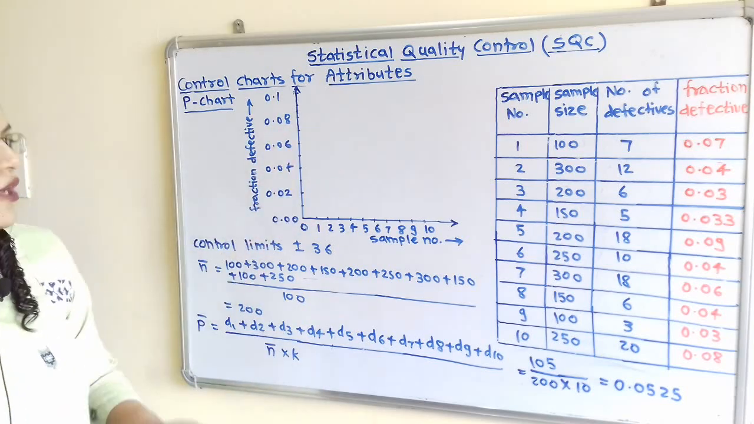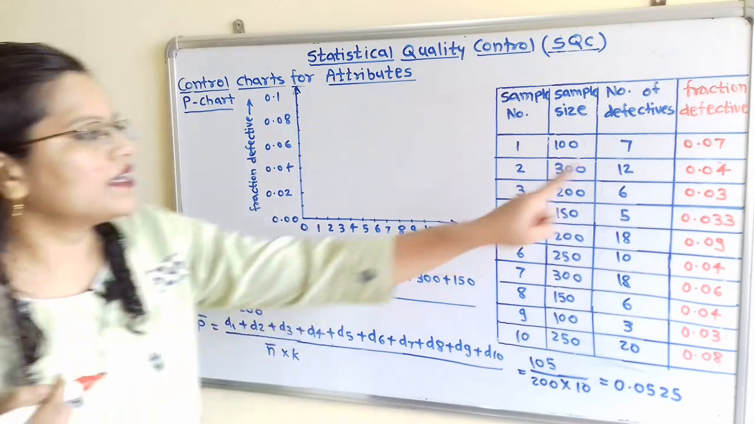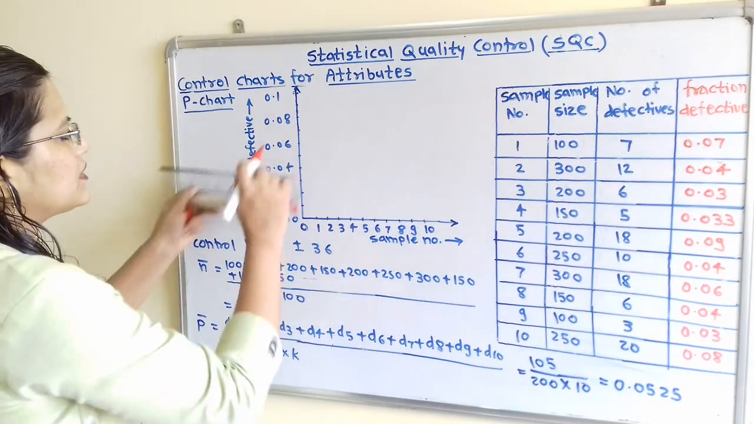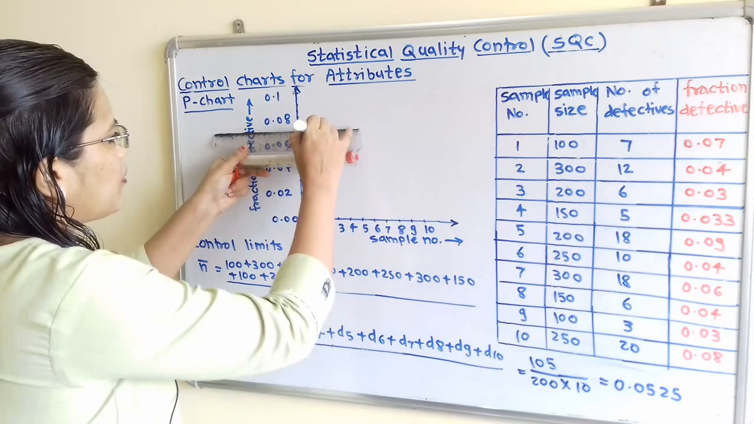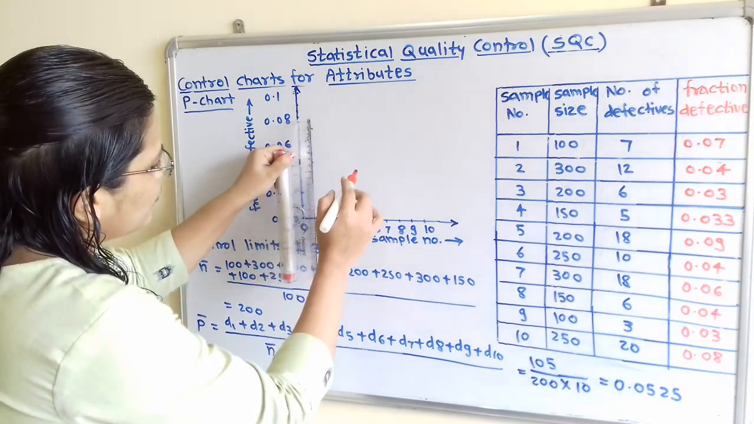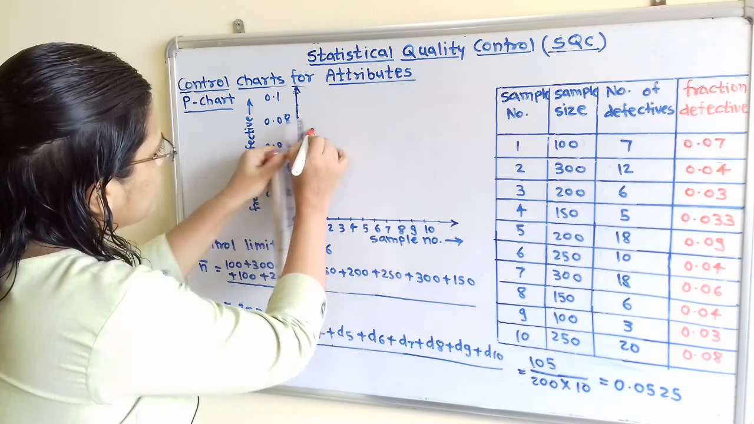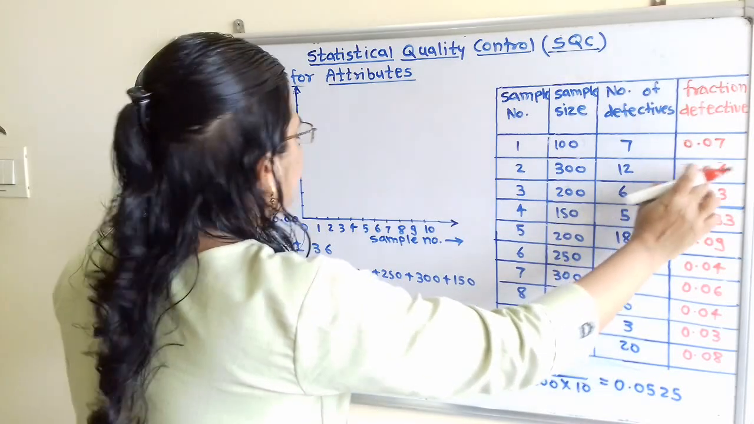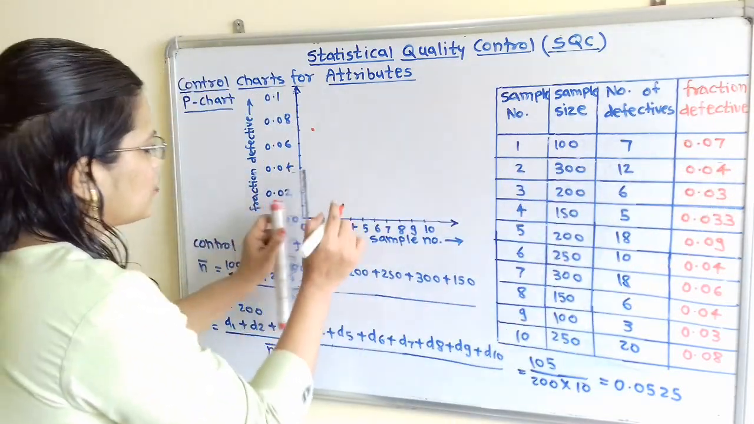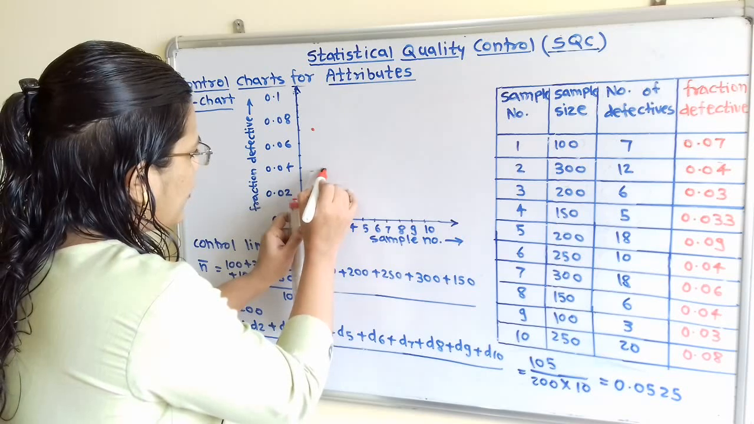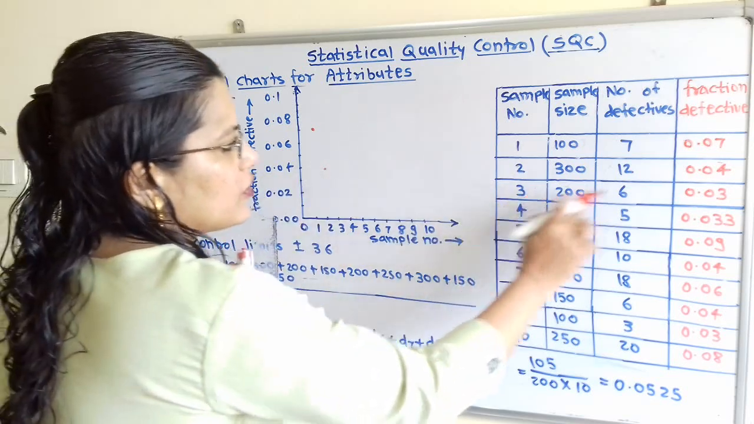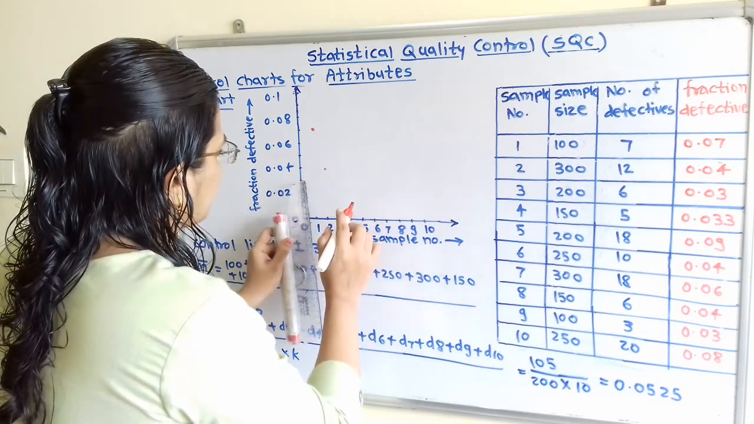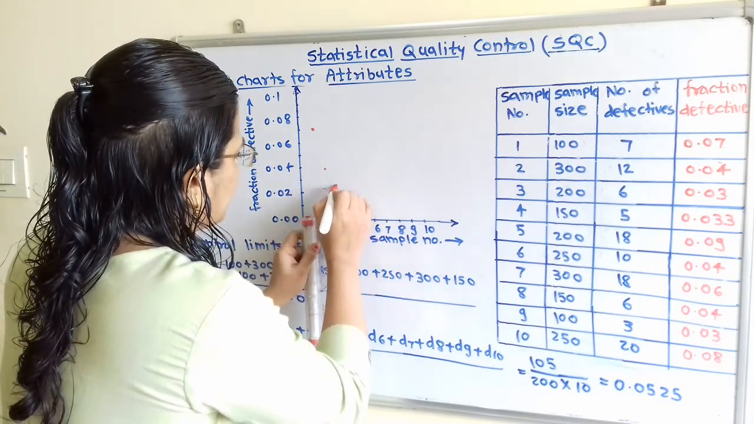Now we will plot the points. For the sample number 1 it is 0.07, so it is in between 0.06 and 0.08. So I will plot one point on the vertical line by taking this distance. This is for sample number 1. For 2 it is 0.04, so here is 0.04. We have to plot the second point. For 3 it is 0.03, so here is 0.03.